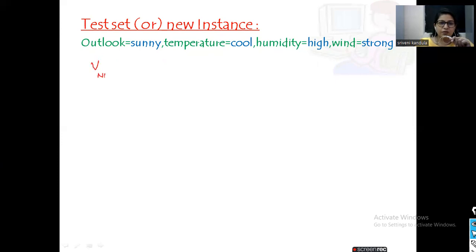So value of the naive Bayes classifier can be given as argmax over Vj belonging to yes or no. Two values it is taking, the possible target values. So possible target values are yes and no. I'm just restating the formula again. P of Vj multiplied with the product over i of P of ai given Vj.